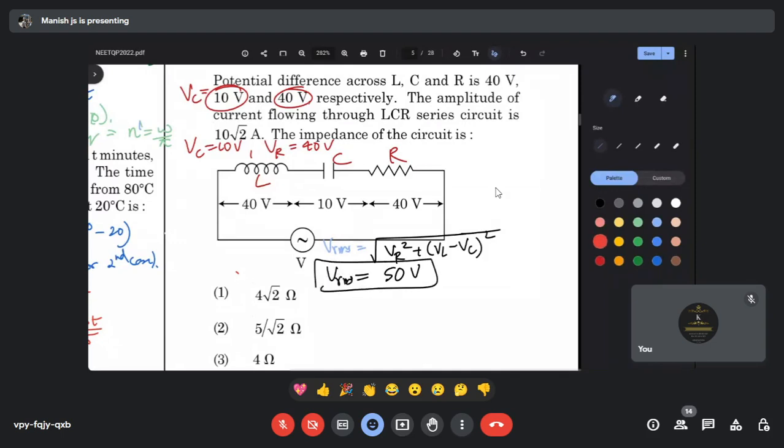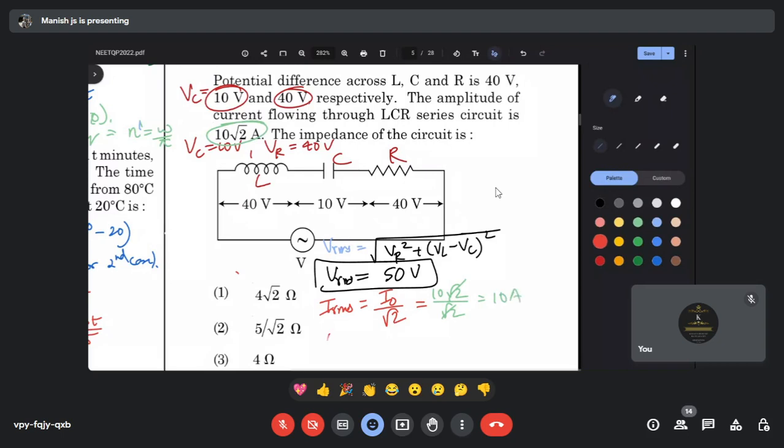So once you got VRMS, can't you find out IRMS? So IRMS is what? V into R. நமக்கு ஐஆர்எம்எஸும் வேணும், அப்போதான் நம்ம இம்பிடன்ஸ் ஃபைண்ட் அவுட் பண்ண முடியும். ஓகே, ஸோ ஐஆர்எம்எஸ் கண்டுபிடிக்கலாம். ஸோ ஐஆர்எம்எஸ் இஸ் I0 by root 2. வாட் இஸ் I0? கொஸ்டின்லயே இருக்கு. I0 வேல்யூ என்னது? Peak current, that is 10 root 2 amperes, isn't it? So 10 root 2 divided by root 2. Root 2 cancel, you will get 10 amperes.